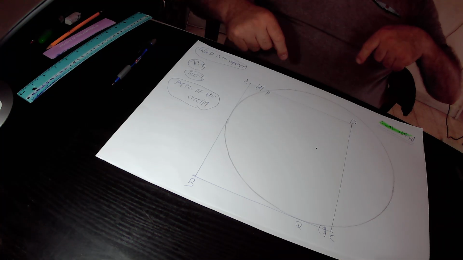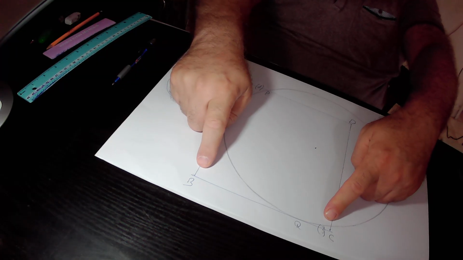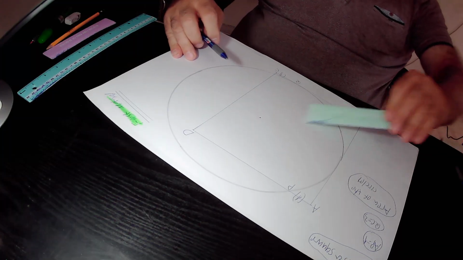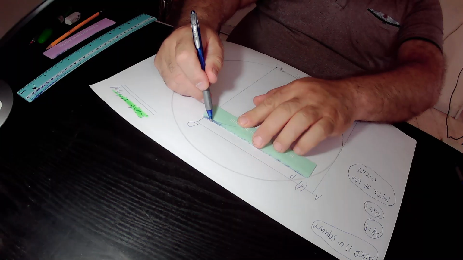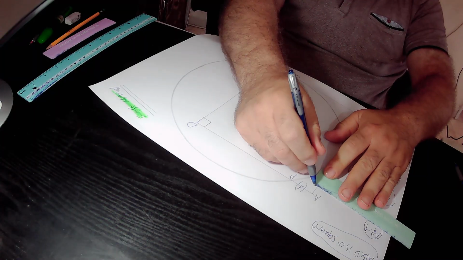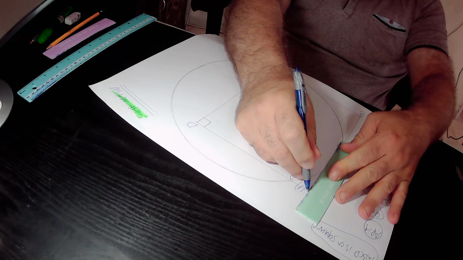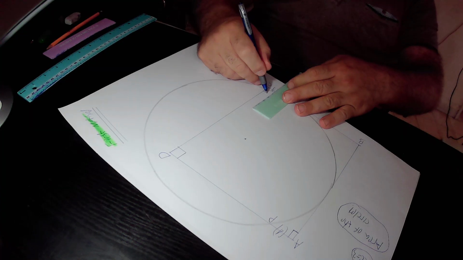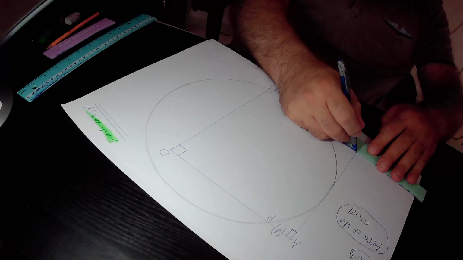So ABCD is a square, so all those four angles inside square ABCD are right angles. Okay, this is a right angle. This is also a right angle. This is a right angle. And finally, this is also a right angle.